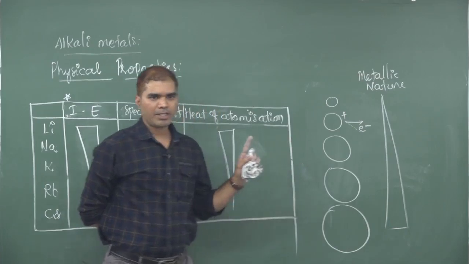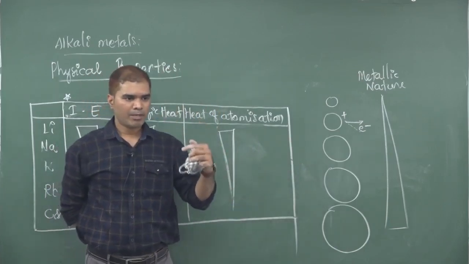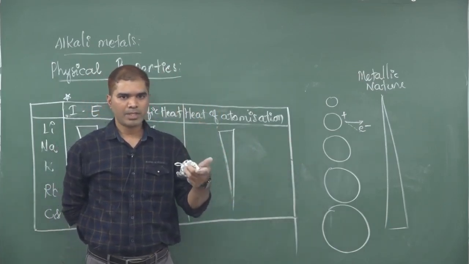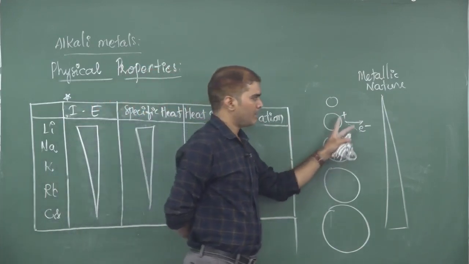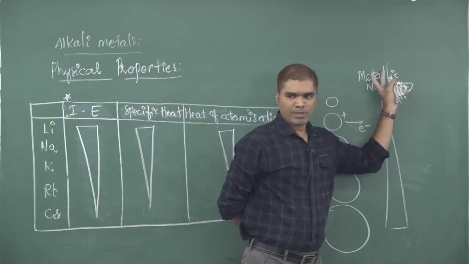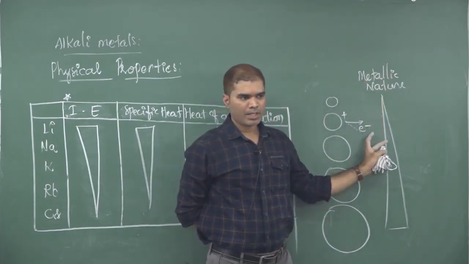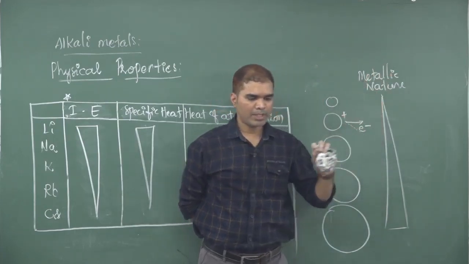Why is the metallic nature increasing? Because as I come down the group, the metal is easily losing an electron and it is establishing an electrostatic force of attraction, which is called as a metallic bond. So that metallic nature is increasing down the group. Okay? You can just add that point.